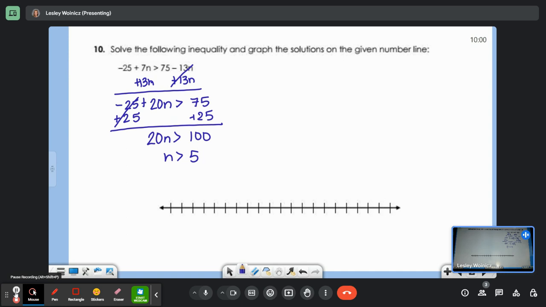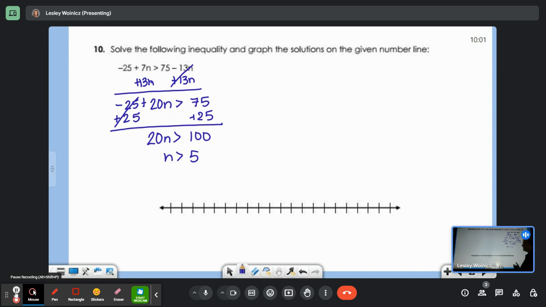Do you guys remember how to do this? Remember that we shade where it's true. Okay, so is the number 4 going to make this true? Okay, so we're not going to shade on 4. What about the number 5? Is 5 greater than itself? What about 5.1? Is 5.1 greater than 5?